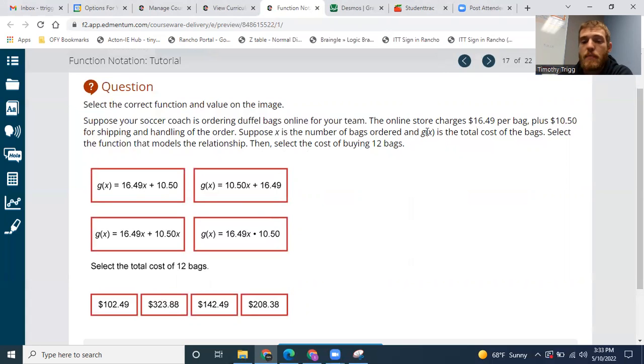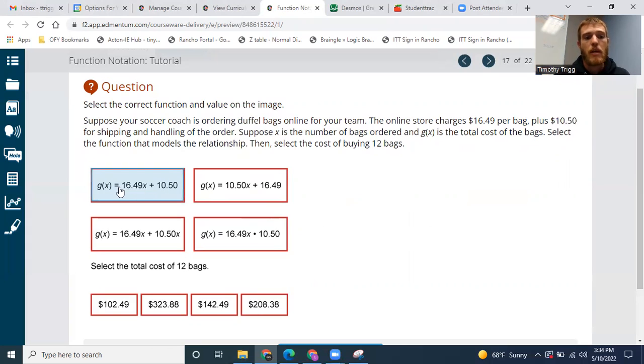Now, g of x is the cost. Notice it's $16.49 per bag. So $16.49 times the number of bags. Whenever you see something like per, that means that amount is getting multiplied for each something, right? So $16.49 times the number of bags. And then there's a $10.50 shipping and handling. So the $10.50 doesn't go up or down, right? In other words, that's a constant. Whether you buy 2 bags or 20 bags, the $10.50 doesn't change. The shipping price doesn't change. So that's going to be our constant.